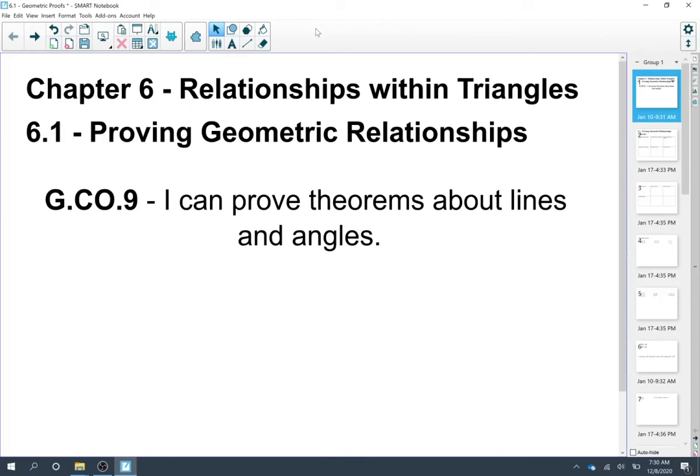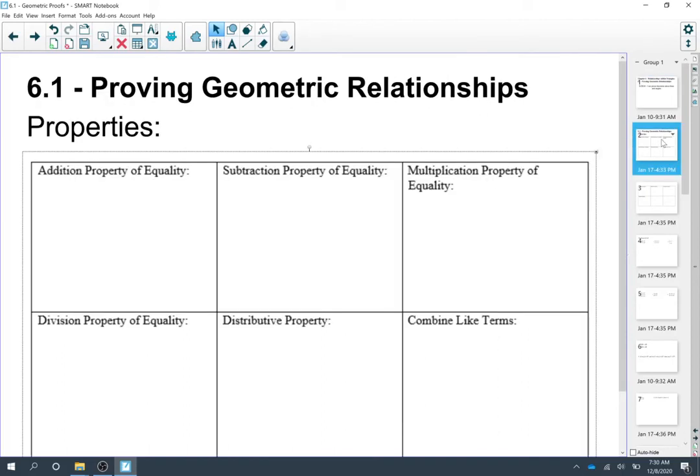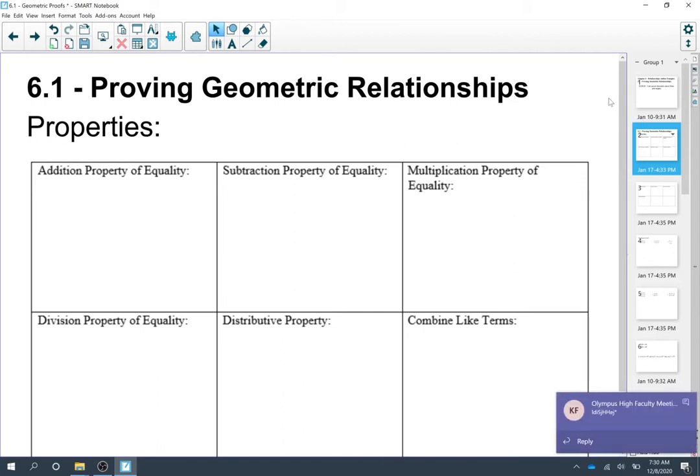Chapter 6, Relationships within Triangles. Now, Chapter 6 does start us on geometry. 6.1 is proving geometric relationships. If we're going to start geometry and we're going to be proving geometric relationships, then the first thing we're going to need is a whole bunch of properties.